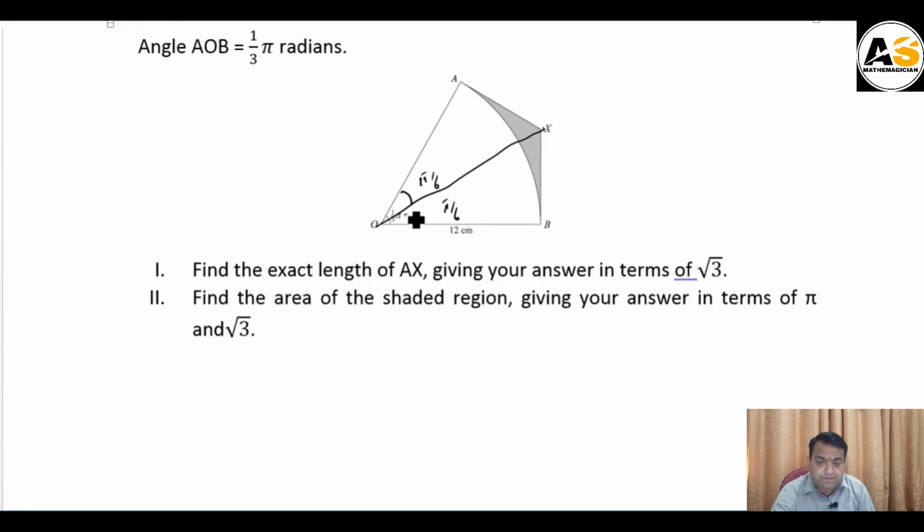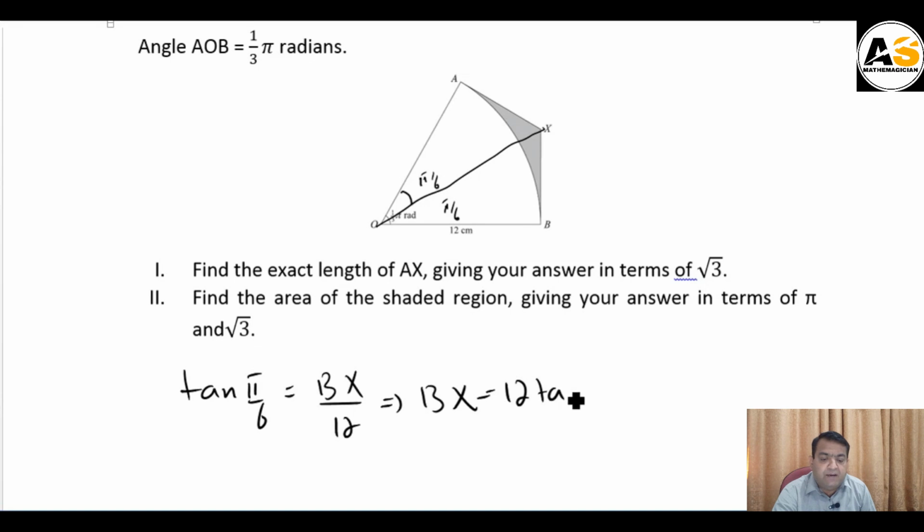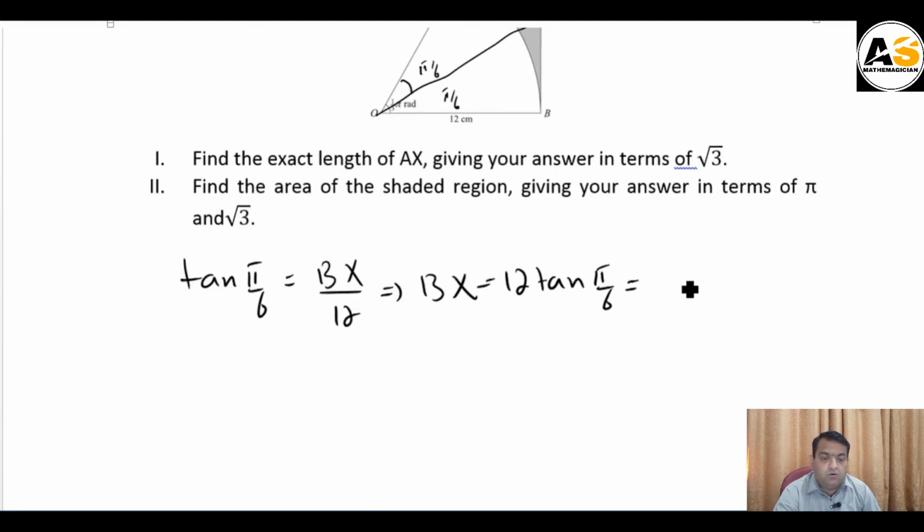Look at this triangle, OAX. What is tangent pi by 6? Tangent pi by 6 is equal to BX over 12. This implies BX is equal to 12 tangent pi by 6. And this will be 12 over square root 3, which will be 4 square root 3. This is also equal to AX. So we have solved the first part.